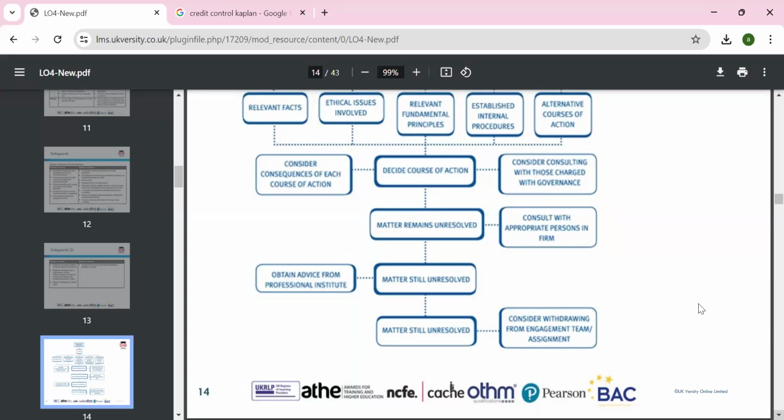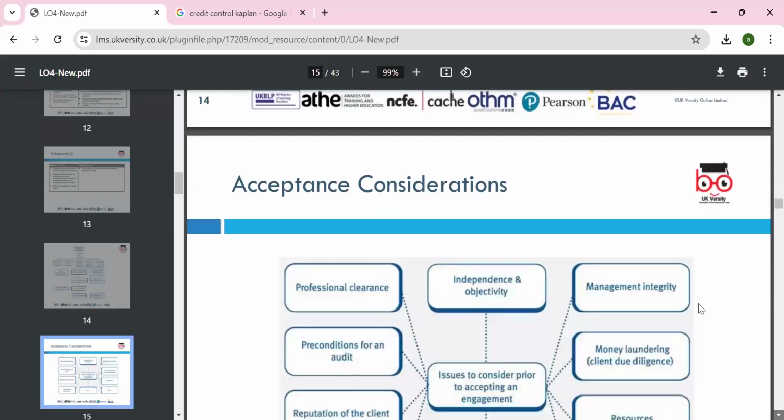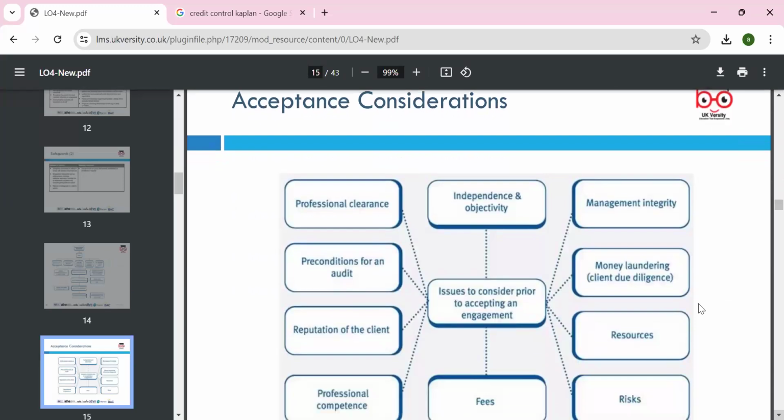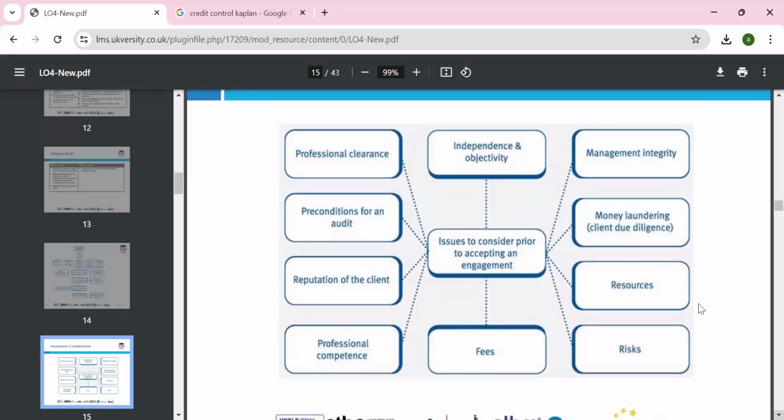If your boss does not listen, then of course you can call whoever your awarding body is, and get the advice from them. The last option can be to resign from the role. Okay, and if involved in money laundering, of course, the NCA and various other money laundering regulatory bodies we can contact. Okay, acceptance of consideration: independence, objectivity, management integrity, money laundering rules and legislation, risk.